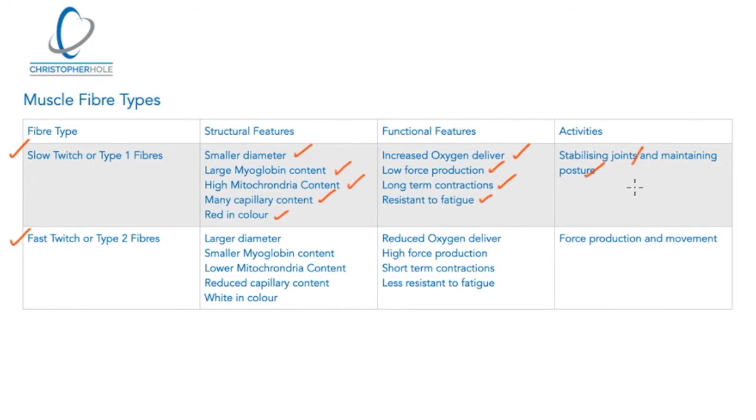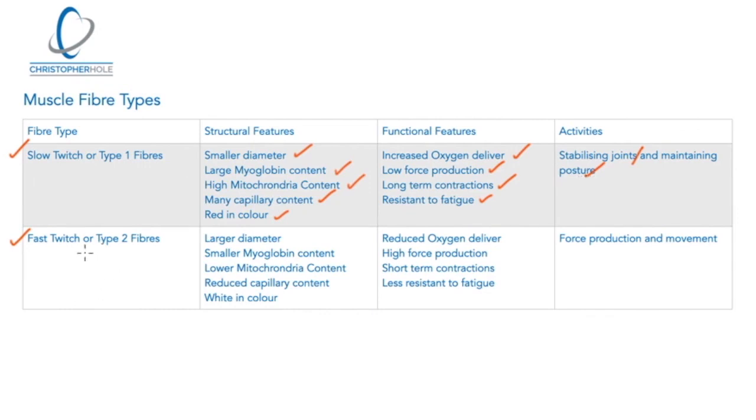So they will work at lower levels of activity, such as walking, for example. But the main big roles are the stabilizing of joints and the maintaining of posture. So they're going to be more prevalent in the smaller, stabilizing, posture-maintaining muscles of the body.